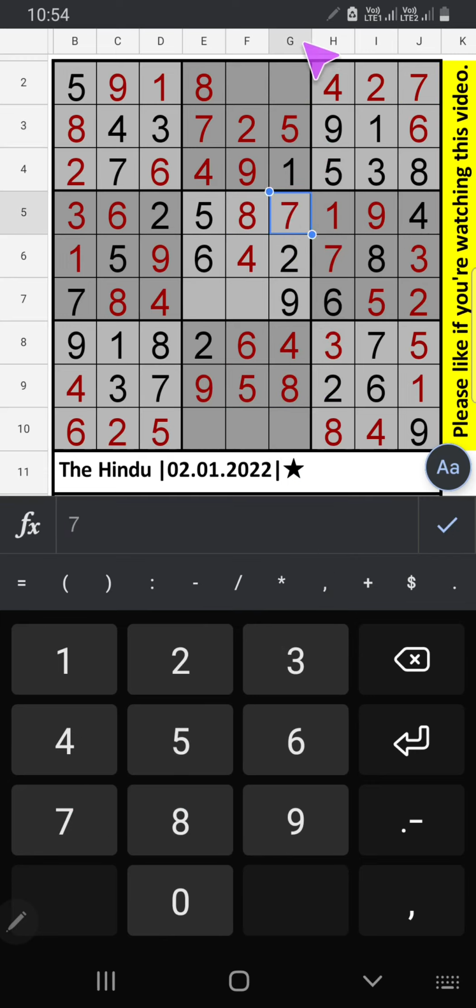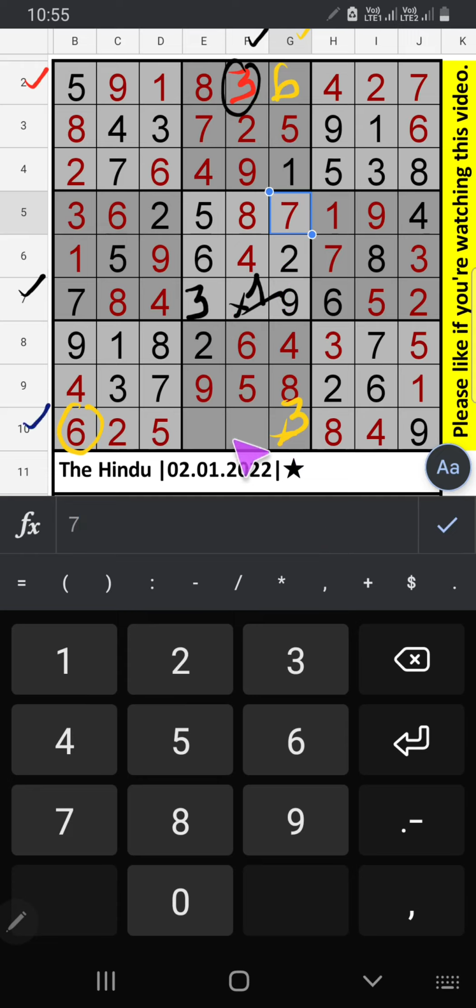Column G, 2 numbers are remaining, 6 and 3. In the 10th row, we have 6. So 6 can't come in this cell. 6 is here. 3 is confirmed here. In the 2nd row, only 1 number is remaining, number 3. 3 is confirmed here. In the 7th row, 2 numbers are remaining, 1 and 3. Column F, we have 3. So 3 can't come in this cell. 3 is here. 1 is confirmed here.